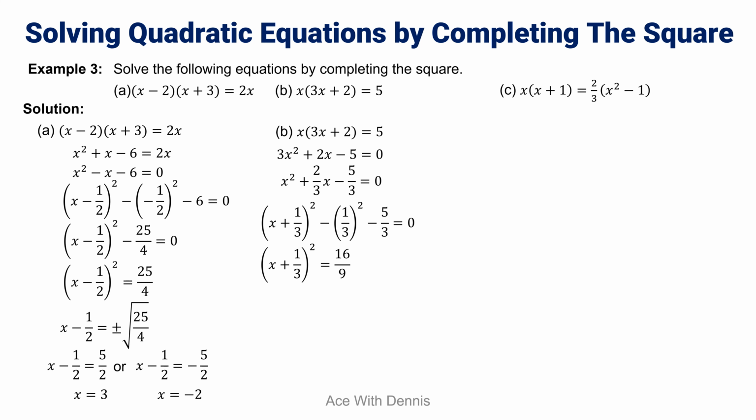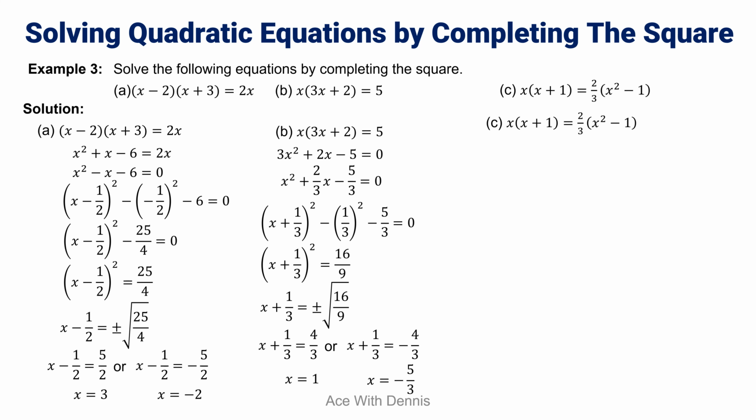So from here we simplify this equation. We'll get (x plus 1 over 3) squared equals 16 over 9. So square root the 16 over 9, we'll get x plus 1 over 3 equals plus minus square root of 16 over 9. So we have two answers here. X plus 1 over 3 equals 4 over 3, or x plus 1 over 3 equals negative 4 over 3. So the result will be x equals 1 or x equals negative 5 over 3. So this is the answer for B.